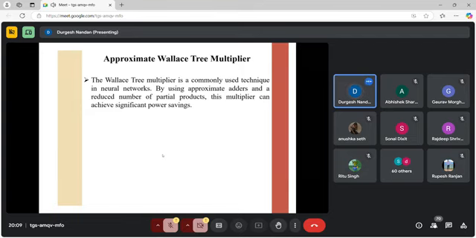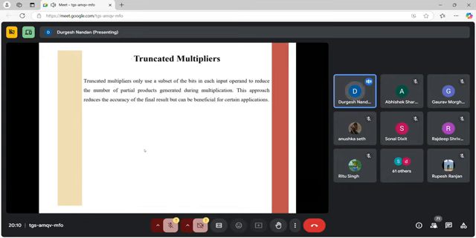In that, basically, we use the approximate adder and reduce the number of partial products, and we achieve significant power saving in an approximate Wallace tree multiplier. There is another type of multiplier, the truncated multiplier. Dr. Mohanty has done a lot of work on radix-4 Booth multiplier and truncated multiplier. He has 4 or 5 very nice articles in IEEE Transactions. If you want, you can refer to those.